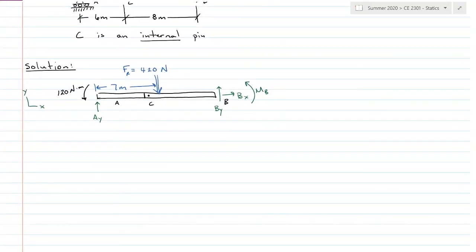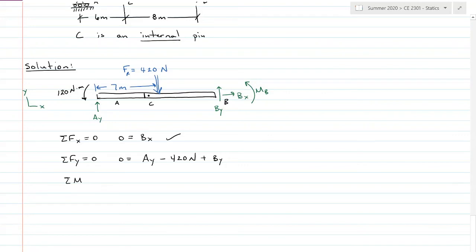I can use my equilibrium equations. Sum of forces in the x direction are equal to 0. 0 is equal to BX. So that one's solved. Sum of forces in the y direction: I have AY minus 420 newtons plus BY. So there are two unknowns because my BX is solved for.